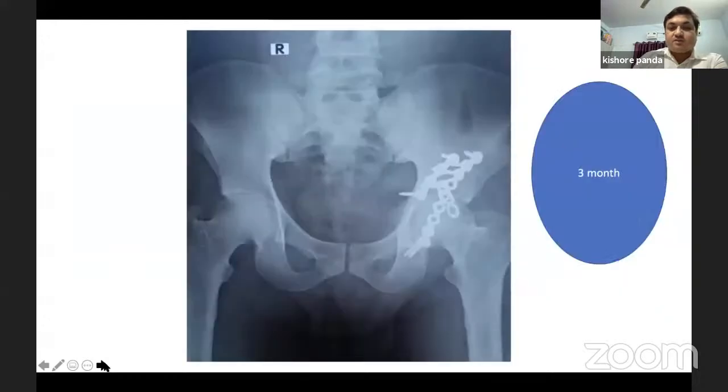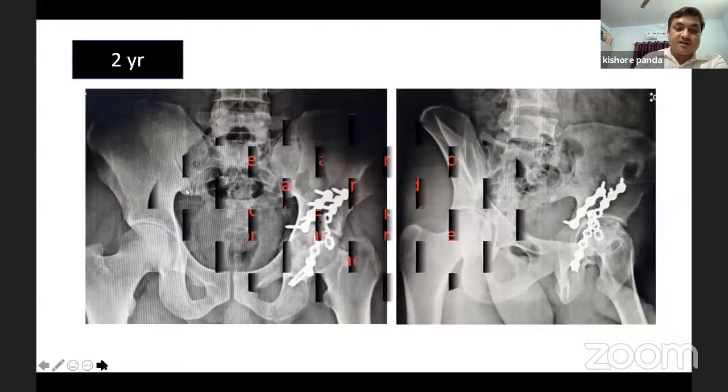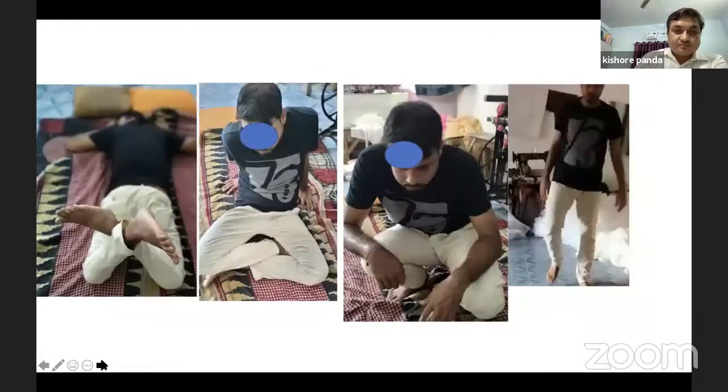So this was fixed in this way, and this is the 3-month post-op. And recently he has sent me a WhatsApp, and you can see how nicely the acetabulum is still congruent, but the head has collapsed and probably the AVN has started. So even with a good reduction, AVN can occur and needs to be discussed with the patient preoperatively and documented to avoid the complication.